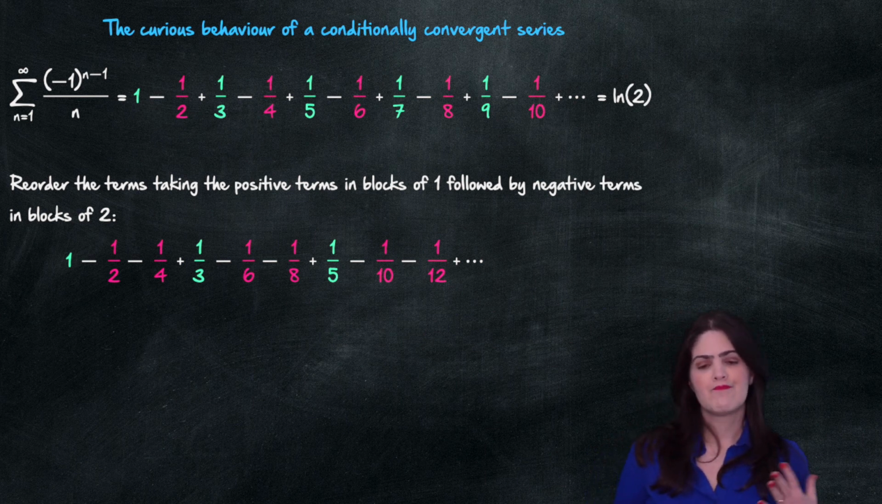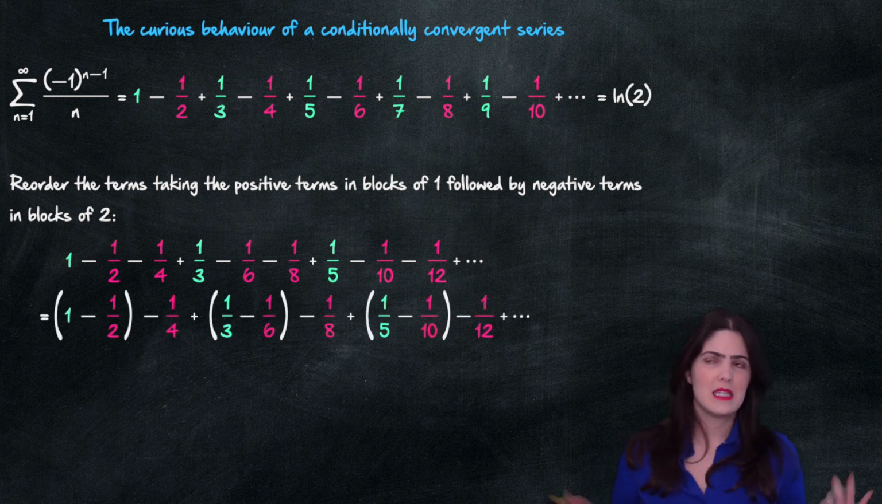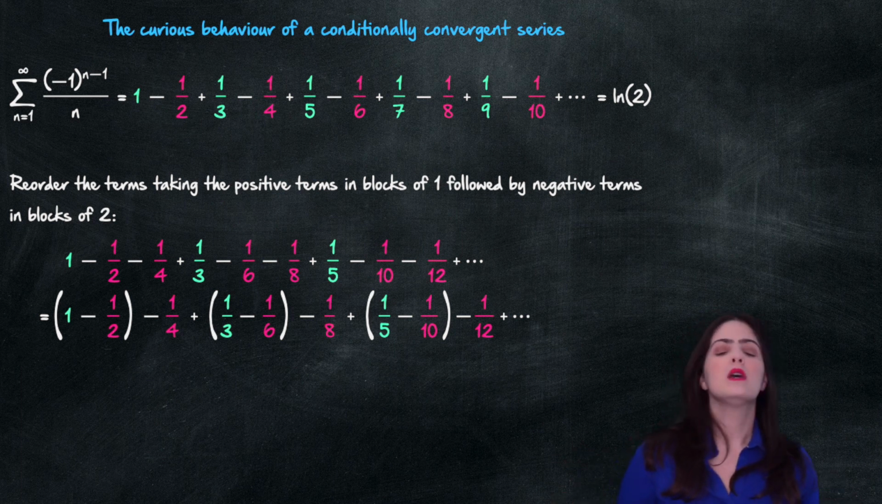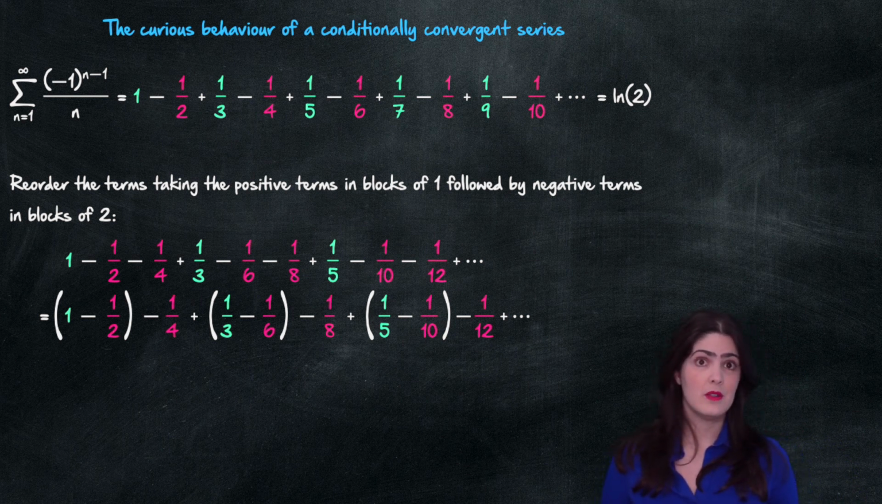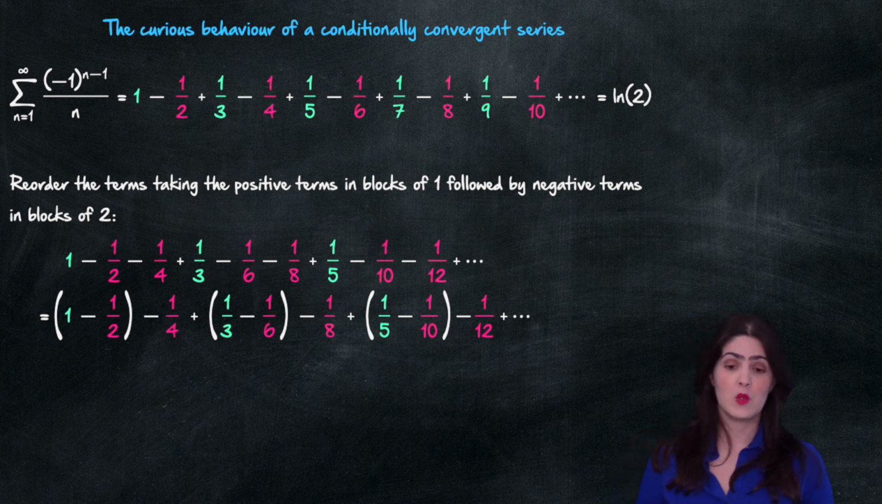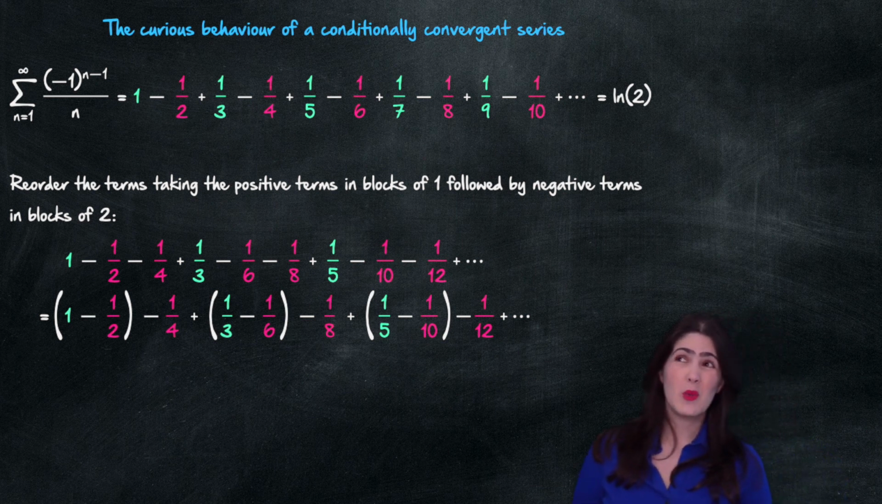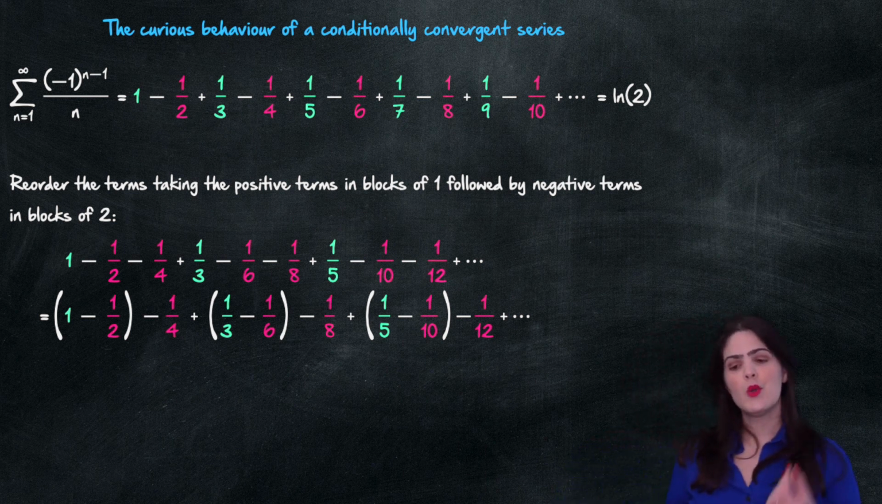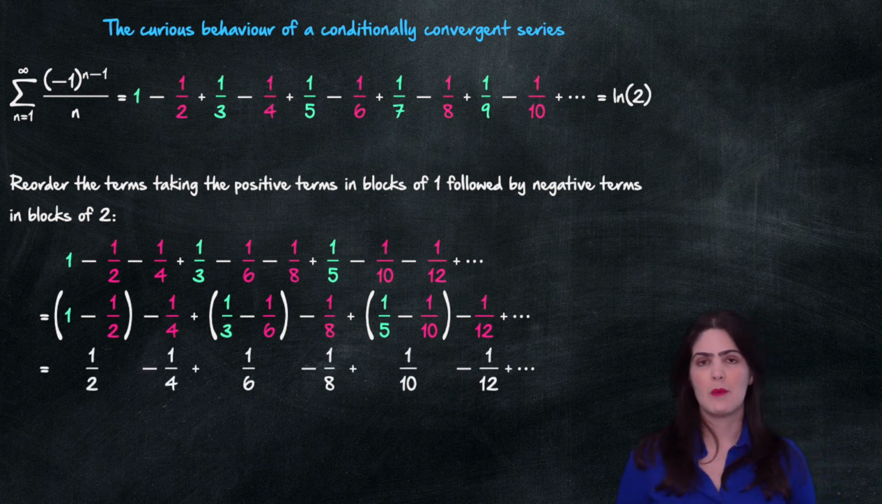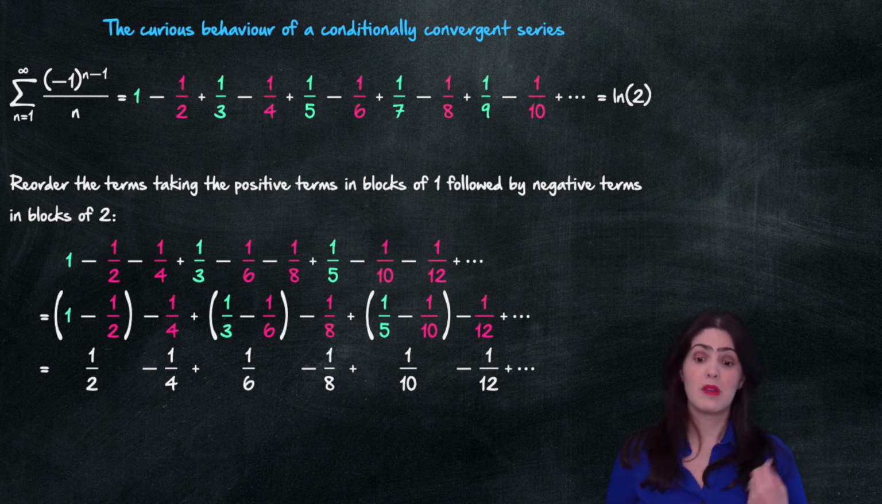And now I'm going to group them in a way that makes it easier to add things up. So I'm going to group in this way. And you can see here, 1 minus 1 half is 1 half. So we have 1 half minus 1 over 4. 1 over 3 minus 1 over 6 is what? It's 1 over 6. So we're going to continue doing these groupings, and what you're going to see is that we end up with this. We have 1 over 2 minus 1 over 4 plus 1 over 6 minus 1 over 8 plus 1 over 10 minus 1 over 12 and so on.